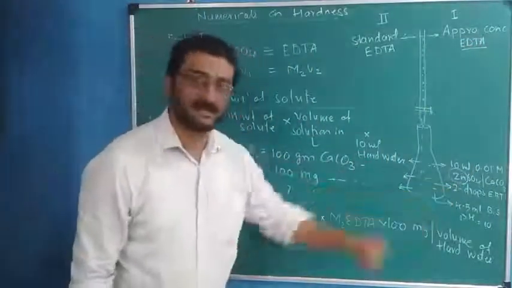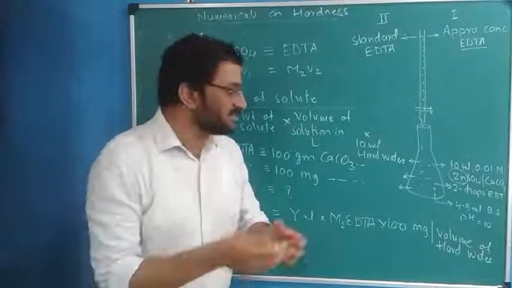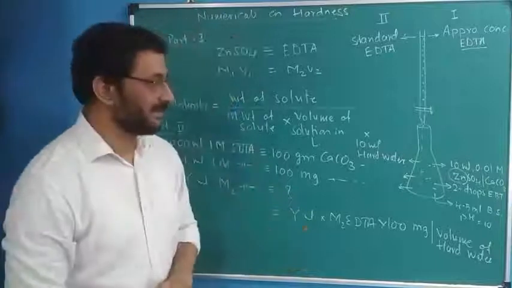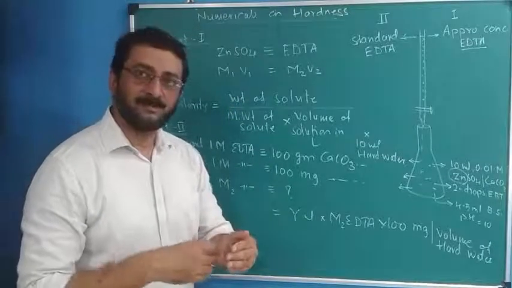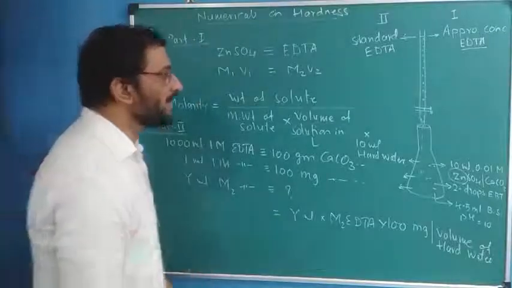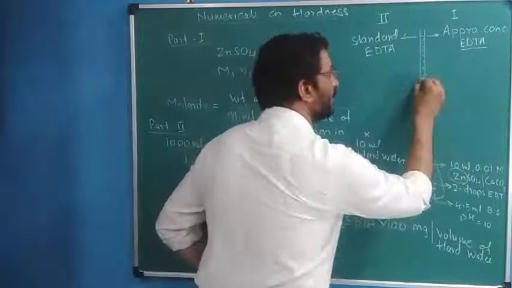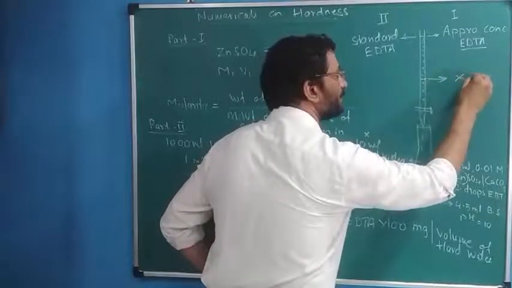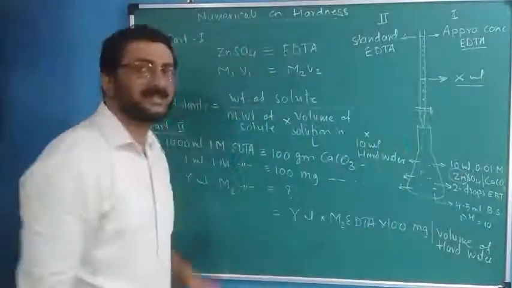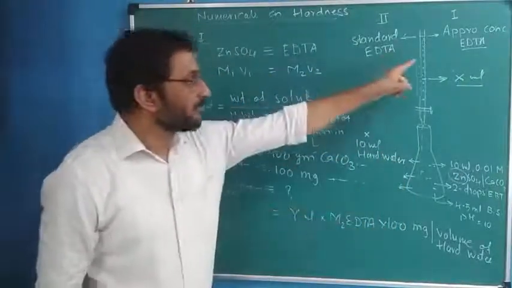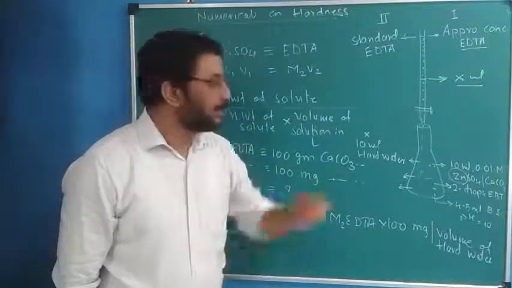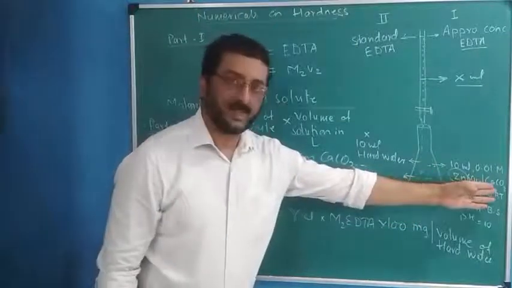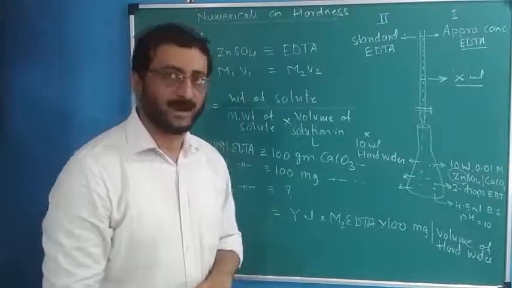Suppose 100 zinc cations are there in this 10 ml. Once all 100 ions are taken by EDTA, it completes the reaction. At that time EBT shows a color change. On completion of the reaction, we have to note down the volume of EDTA required. Suppose it is X ml. What is X ml? X ml is the volume of approximate concentration of EDTA required to consume all the ions. Here it is zinc cations, or if I have taken CaCO3, it would be calcium ions.